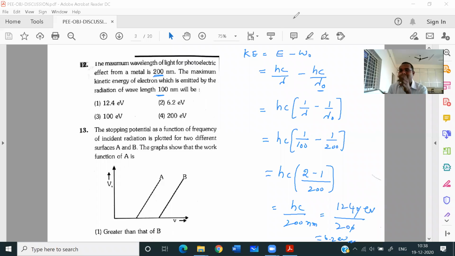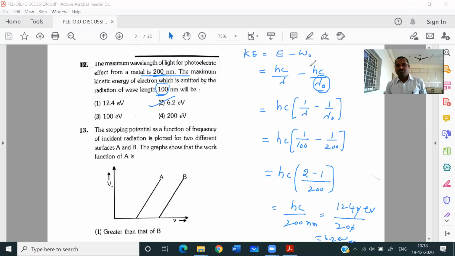Whatever calculation you want, you can do. But the work function should be minimum, and we got 6.2 electron volt. Work function is minimum when wavelength is maximum. So that's why this wavelength is maximum, and lambda naught should be taken as 200 and lambda should be taken as 100. So 6.2 electron volt is the right answer. Got it, students? Understood?